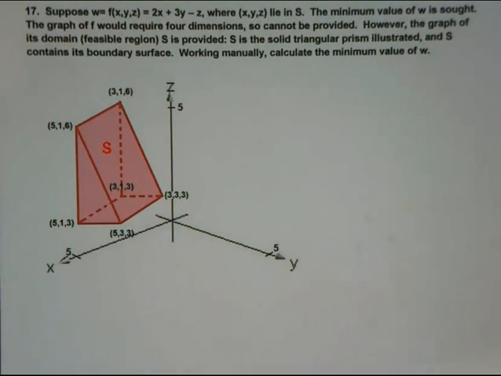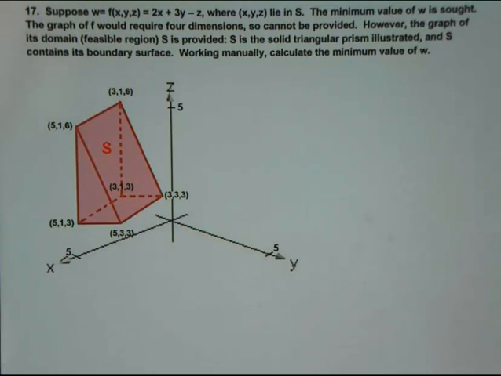Exercise 17. Suppose w equals f of x, y, z equaling 2x plus 3y minus z, where x, y, z lie in S. The minimum value of w is sought. The graph of f would require 4 dimensions, so it cannot be provided. However, the graph of its domain, the feasible region S, is provided. S is the solid triangular prism illustrated, and S contains its boundary surface. Working manually, calculate the minimum value of w.